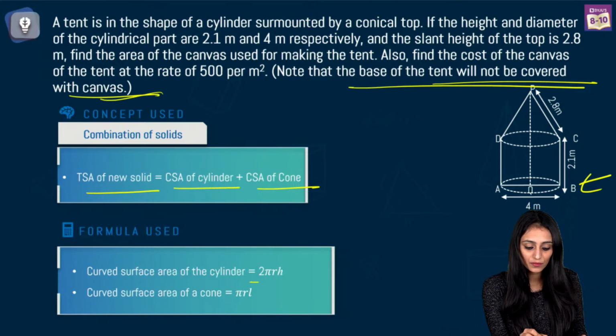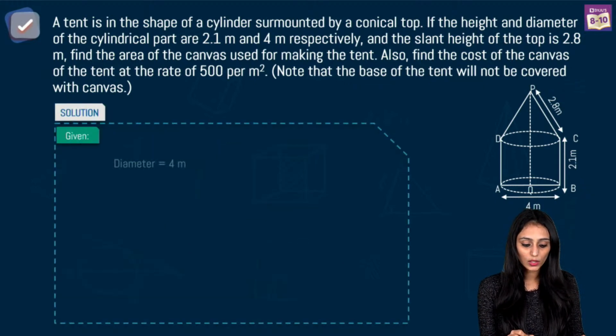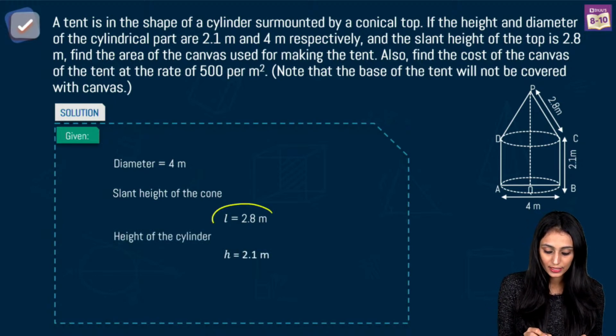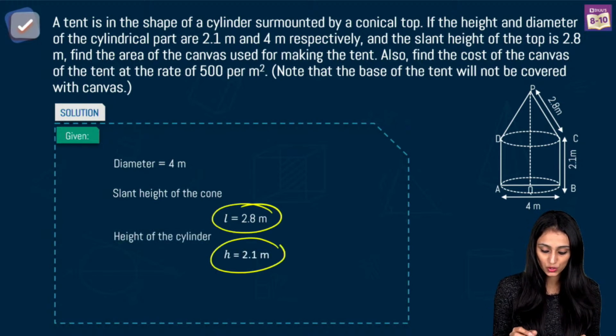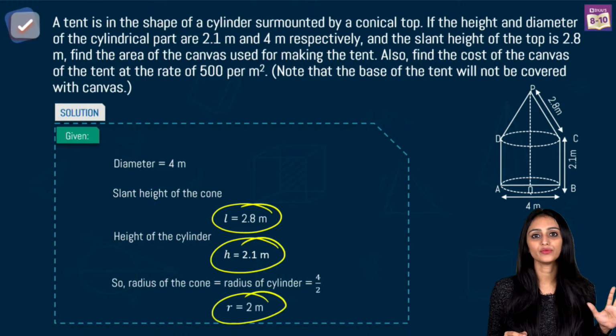So curved surface area of the cylinder is 2 pi RH and curved surface area of the cone is pi RL, right? All you need to do is, diameter is 4 meters, right? So here slant height is 2.8 and height of the cylinder is 2.1. Radius would be 4 by 2, that means 2 meter. No confusion still here, right?